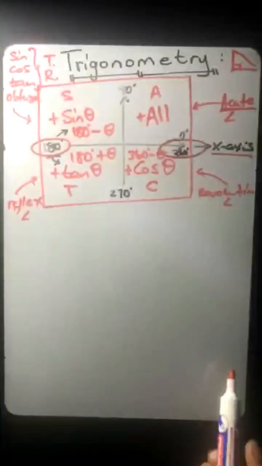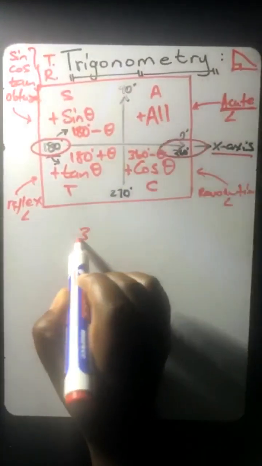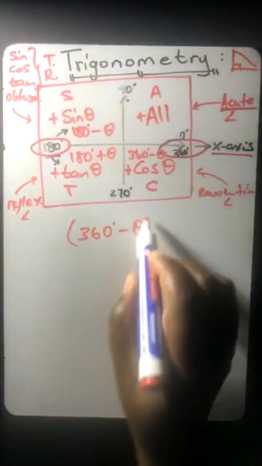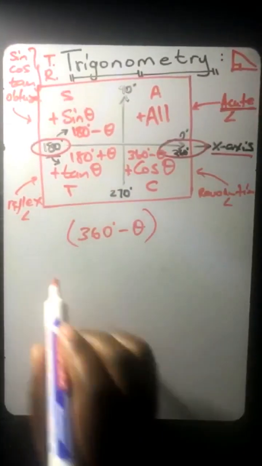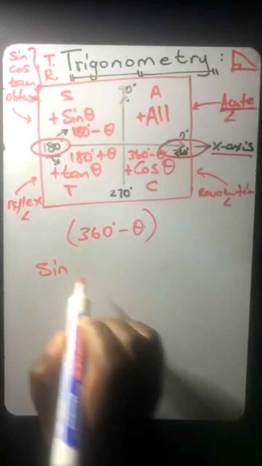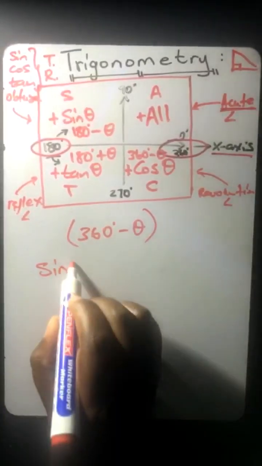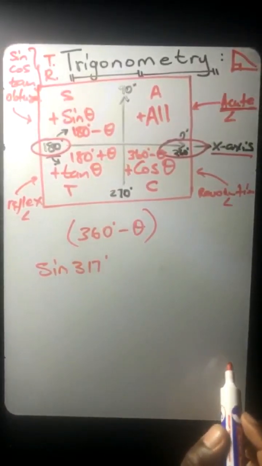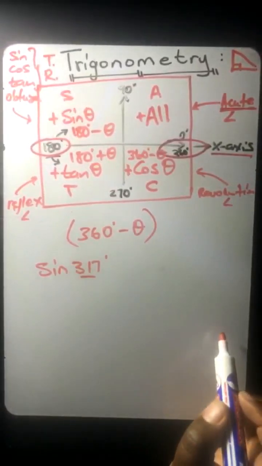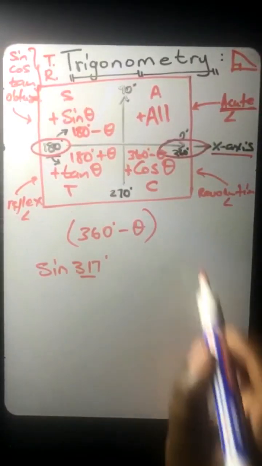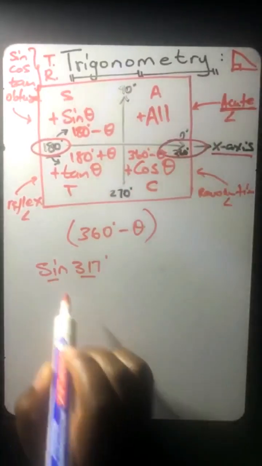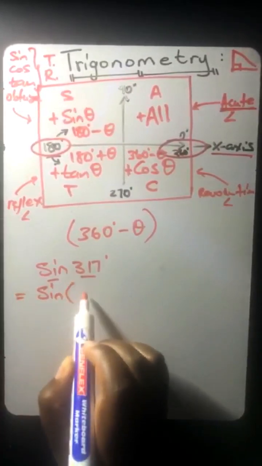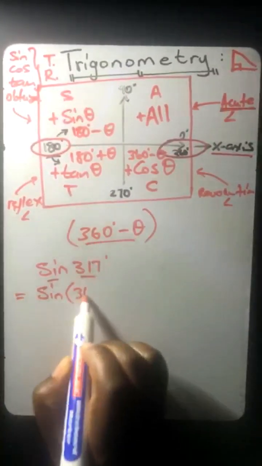So the one for 360 is also easy: 360 degrees minus an angle. That is the reduction. So maybe let's try to test it. You might have sine of, let's say, 317. You ask yourself a question: does this angle need to be reduced? Yes. In which quadrant does it fall? In the fourth quadrant. But to follow all the steps, you're going to say sine, and use that reduction formula.